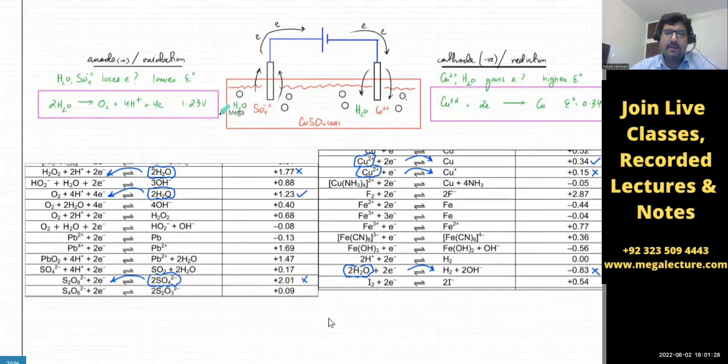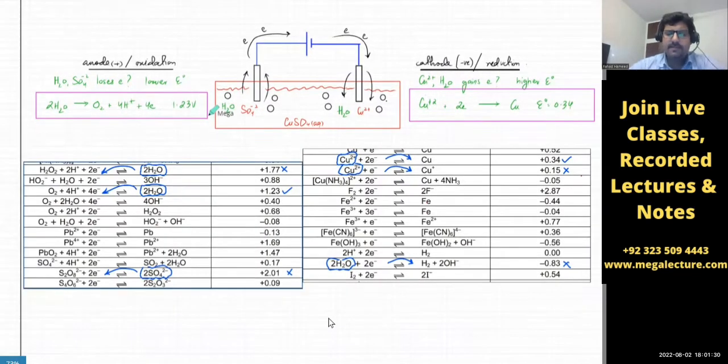So that's pretty much it. Oxygen is getting produced at the anode, and copper is getting produced at the cathode. Okay, this is clear. Alicia, is this clear? So that's about it for this one.